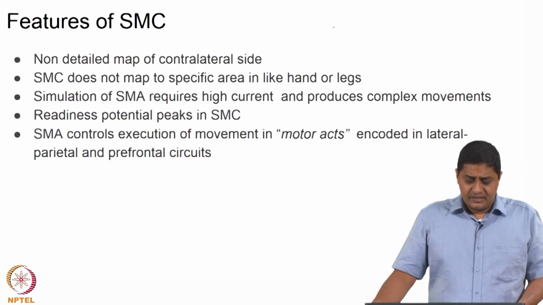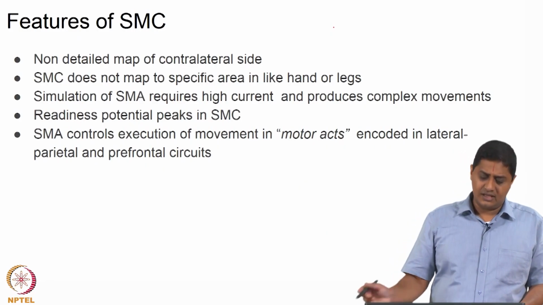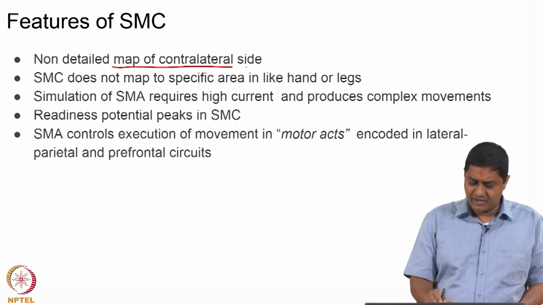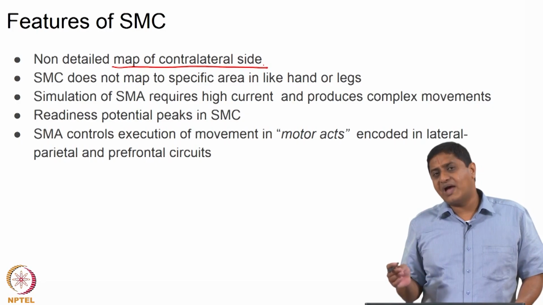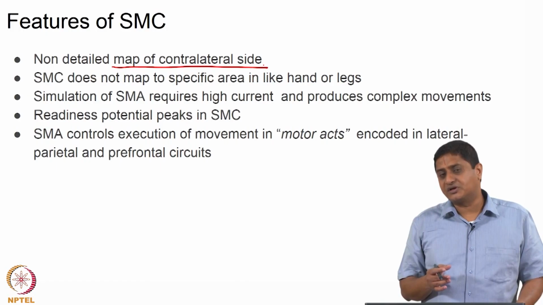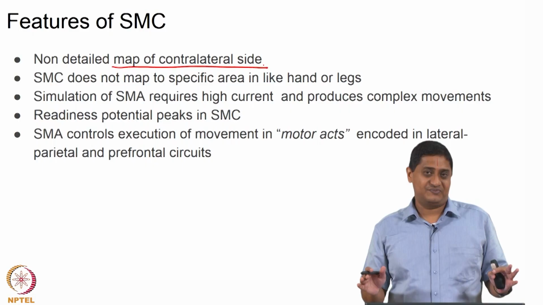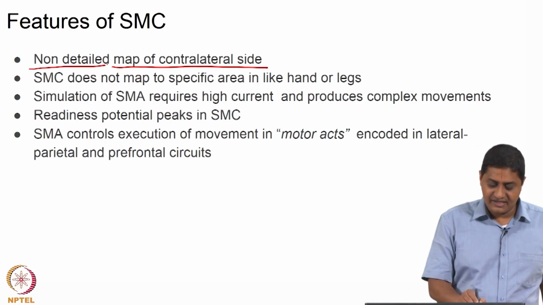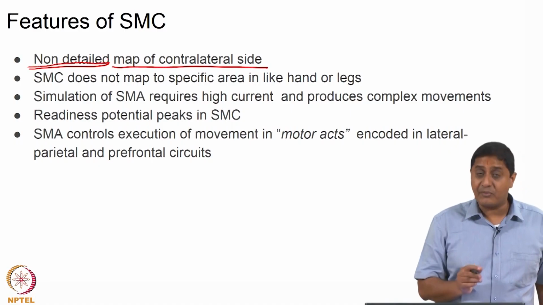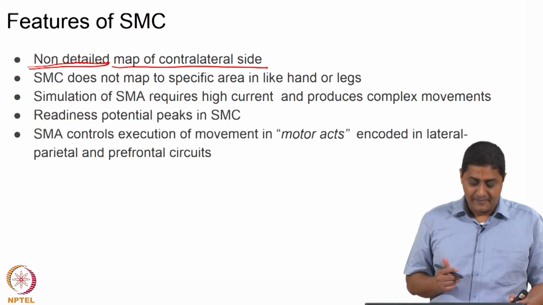Also importantly, the supplementary motor cortex contains a map of the contralateral side of the body. Crucial to note is the difference between the map found in the primary motor cortex and the map found in the supplementary motor cortex. In the primary motor cortex, you have a detailed map. In the supplementary motor cortex, what you have is a relatively non-detailed map of the contralateral side of the body. So, this is different.